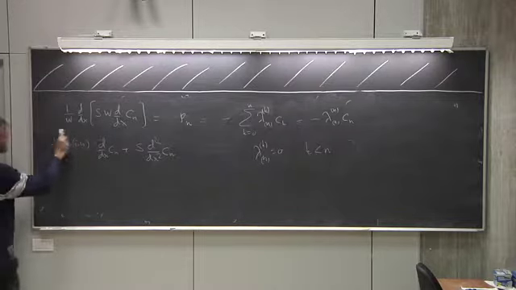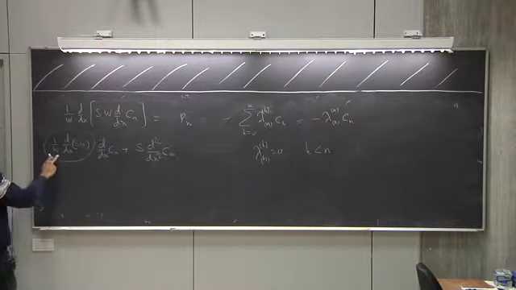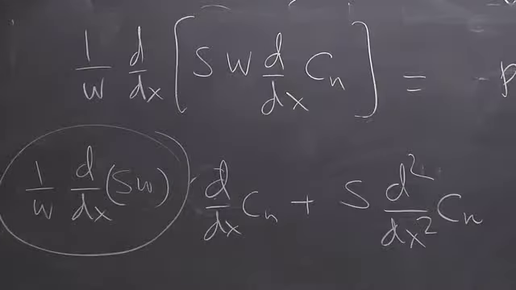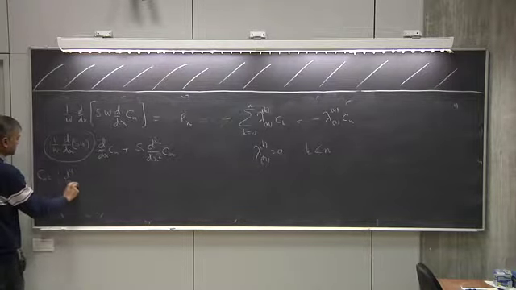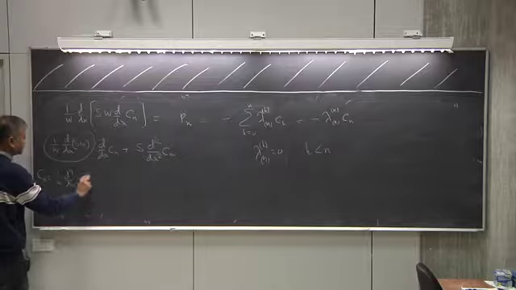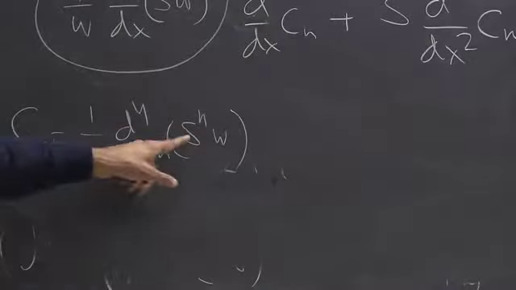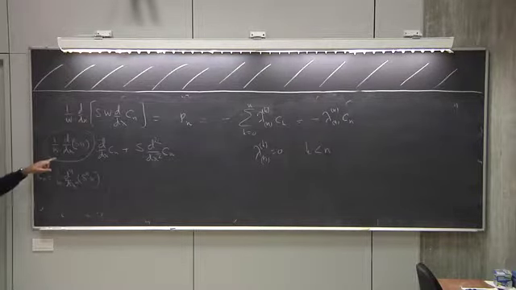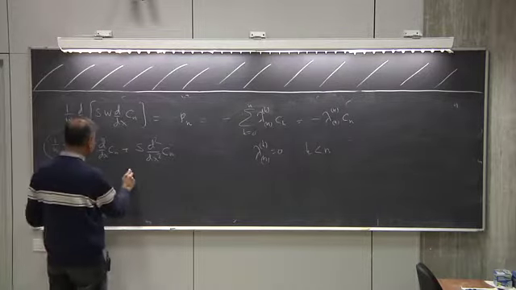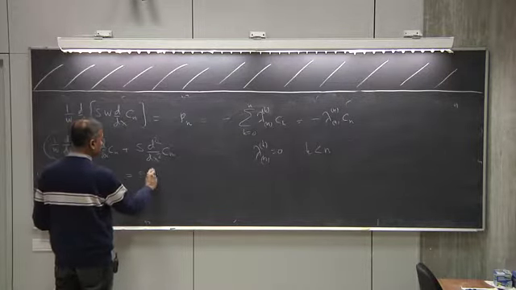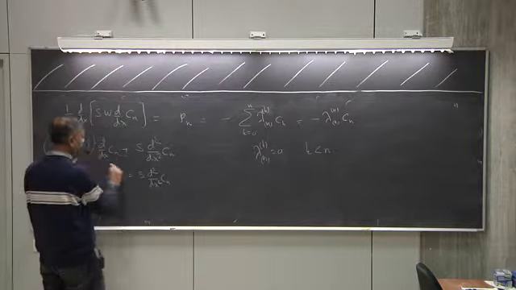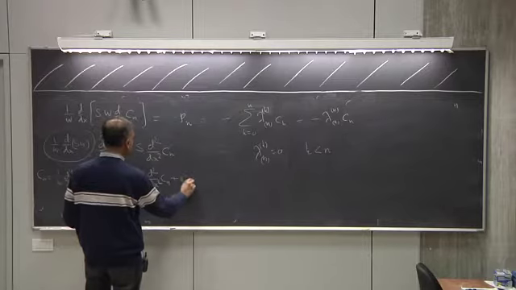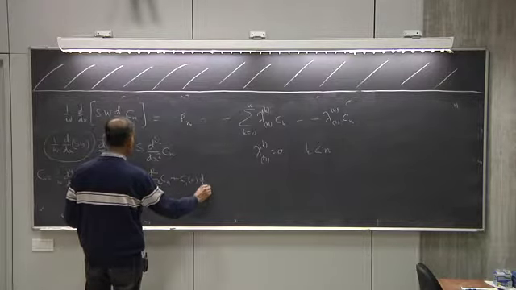Furthermore, if you look at this expression, this was nothing else but C1, because remember, Cn was given by 1 over w dn by dxn s to the n w. So if we just put n equal to 1, that's what is appearing here. So this left hand side is s d2 by dx2 Cn, that is this term, plus that term, which is C1 times d by dx Cn.